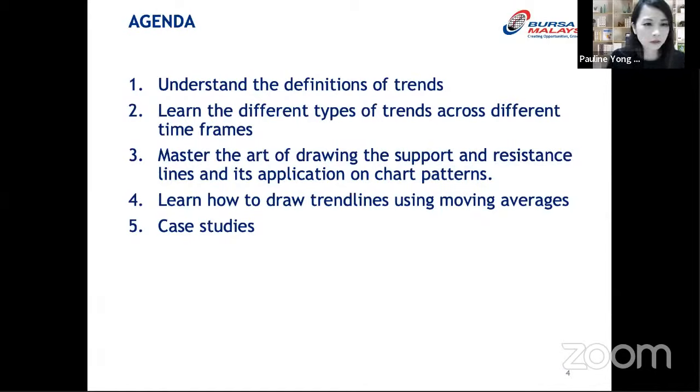So today's session we're going to look at the definitions of a trend. What is a trend? Because we all know that trend is our friend, and learn the different types of trends across different time frames.